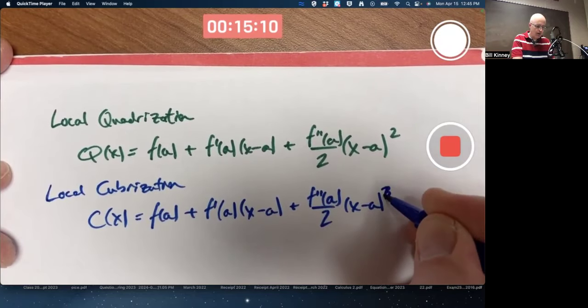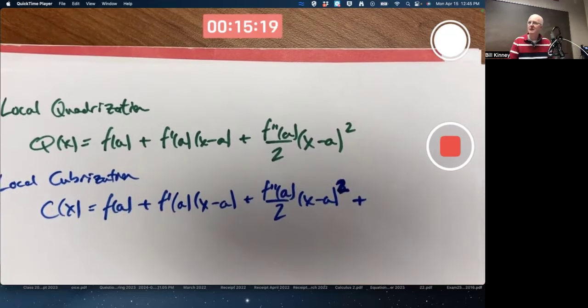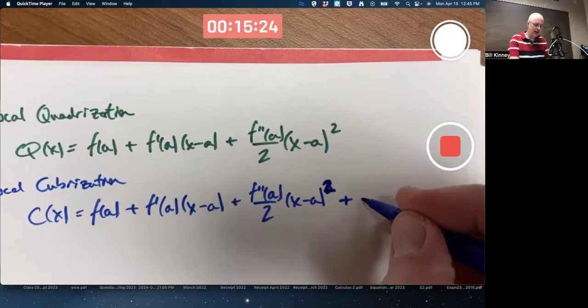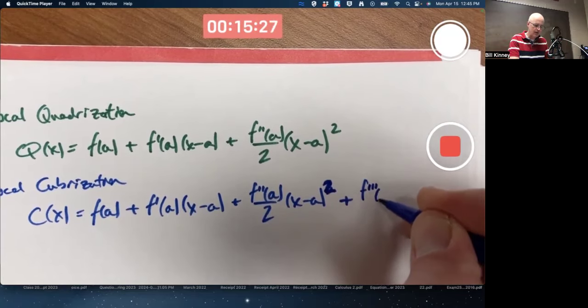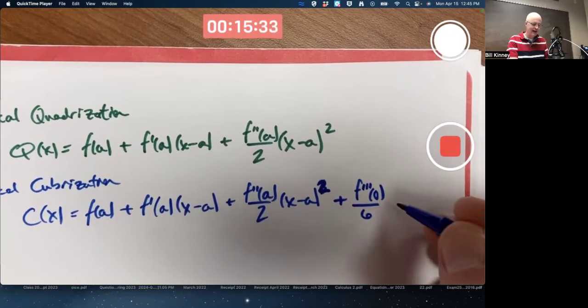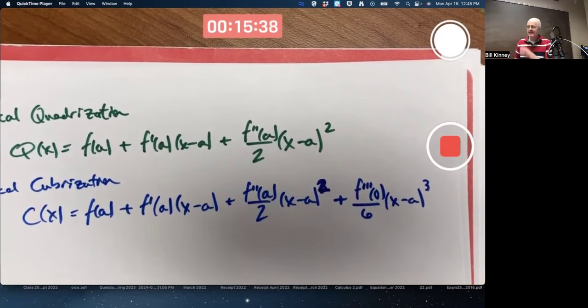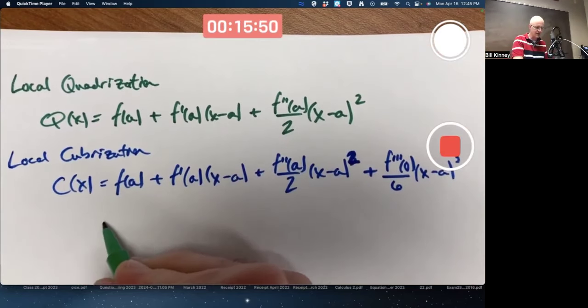What would happen, though, with the cube term, the term involving x minus a quantity cubed? Maybe leave it as an exercise to show that you get f triple prime of 0 divided by 6, of all things, times x minus a quantity cubed. I'm claiming that's what you would get. You're believing me because we don't have time to verify. Or do we? Oh, okay. Let's do a real quick sort of verification.